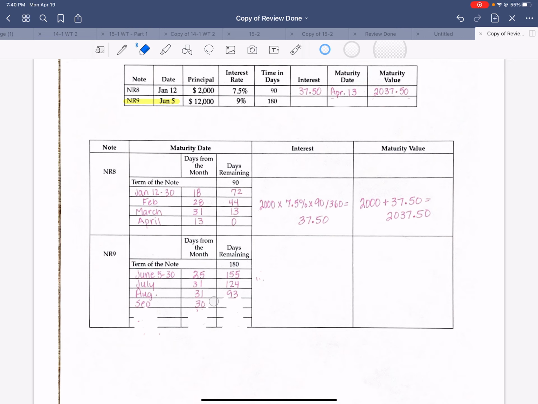September, 30 days. 93 minus 30 is 63. October, 31 days. 63 minus 31 is 32. November, there's 30 days. 2 days left, and I ran out of table, but December to 0. So the maturity date would be December 2nd. Figuring out the interest is your principal times your rate times your time, and you'll come up with $540. Your maturity value is $12,000 plus 540 comes up with $12,540.